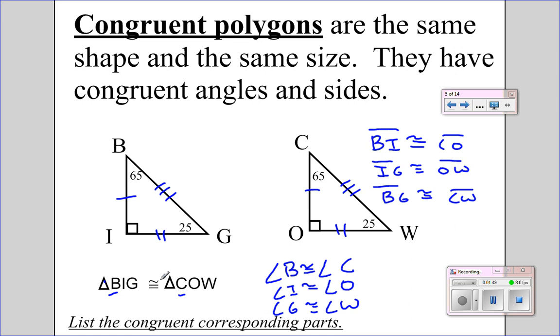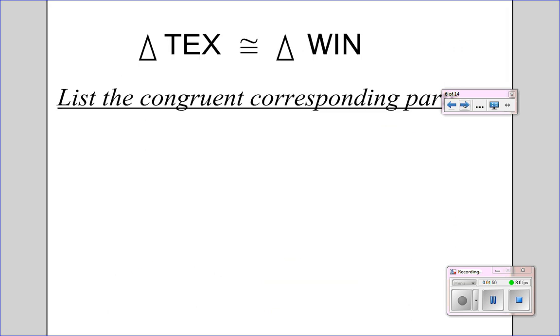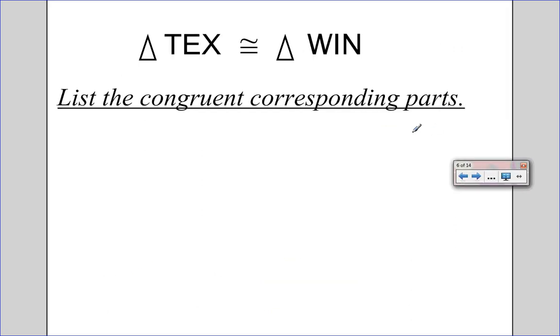You can compare across. So here I give you triangle TEX is congruent to triangle WIN. I want you to pause the video and list the corresponding parts, the congruent corresponding parts, including both the angles and the sides.